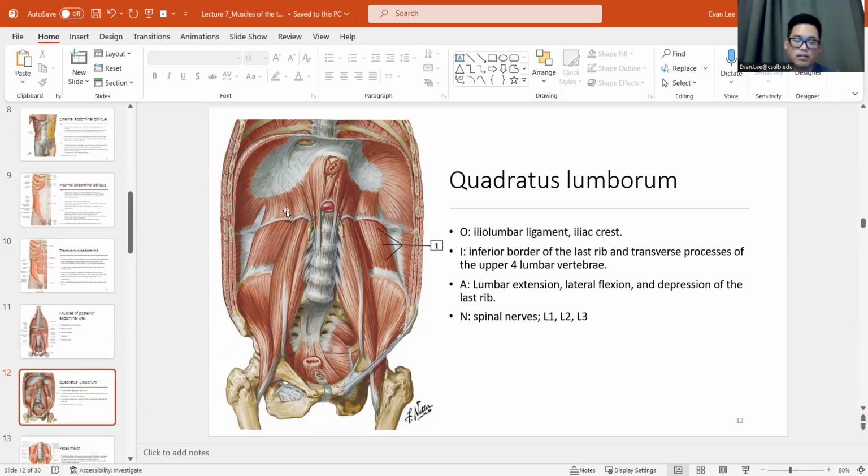So it connects along the transverse processes of the lumbar vertebrae, and in this case, along the back of the abdomen. This will help with extending the lower back, but then unilaterally it helps with lateral flexion and then pulling on the last rib as well. So this is the quadratus lumborum. It is going to be connecting between the iliac crest, the last rib, and then the lumbar vertebrae L1 to L4.